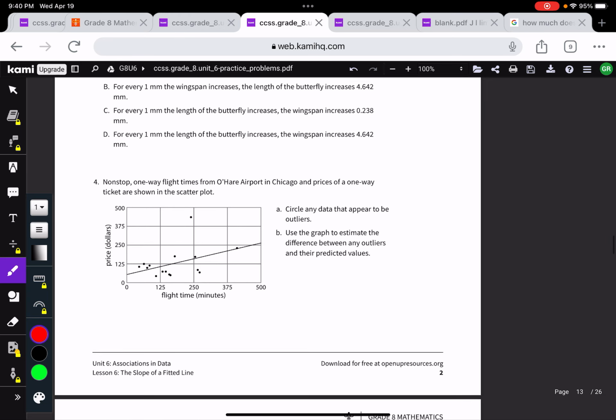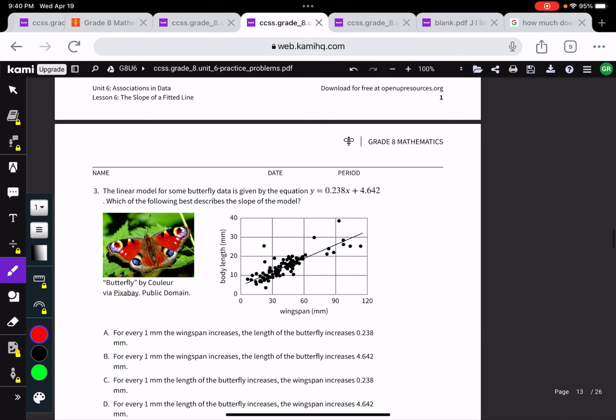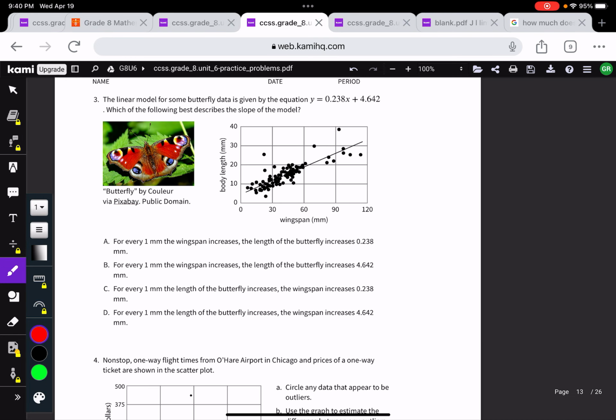And 4, I think you can do. And 5 is always, let's go ahead and do 5 together real fast. But 3, it says the linear model for some butterfly data. And by the way, I still want you to do the other problems. Just because I'm not doing them doesn't mean I'm not going to give you credit for doing them.